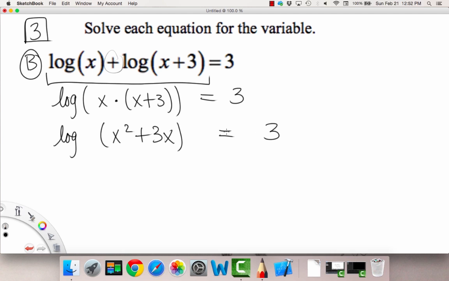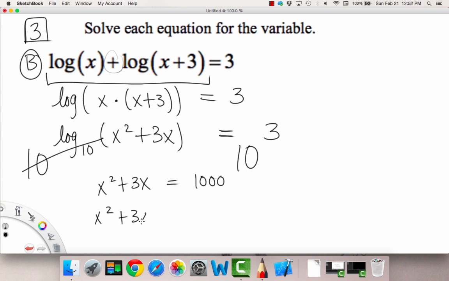Now, how do we get rid of this log? This is the point where we have to use an exponential of some sort. This log is the common log with base 10, right? So we can exponentiate using a base of 10 on both sides to cancel that out on the left. Now we have x squared plus 3x is equal to 1,000, because that's 10 to the third. If we subtract 1,000 from both sides, we get x squared plus 3x minus 1,000 is equal to 0. And I do not believe this is easily factorable.